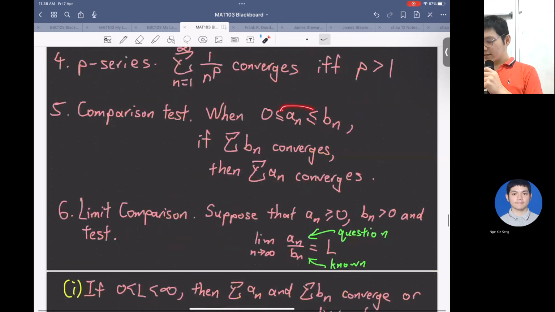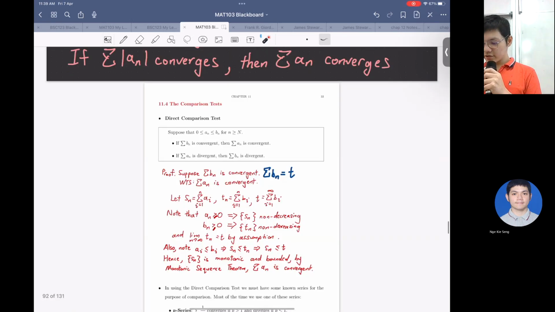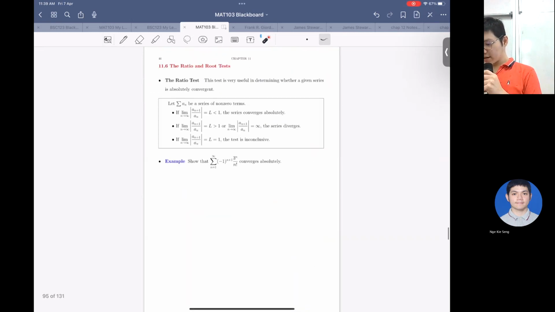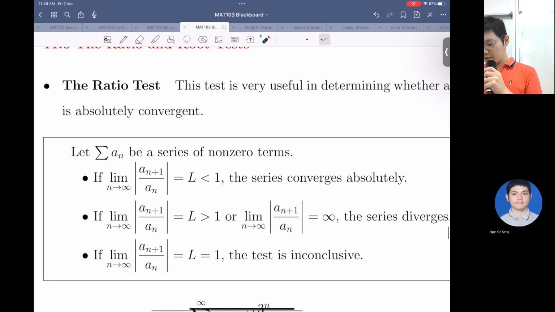Comparison test is coming from two series. Now the ratio test we are going to introduce is coming from one series. So you see the name, we will put AN plus 1 as AN instead of BN, CN, DN, and so on.